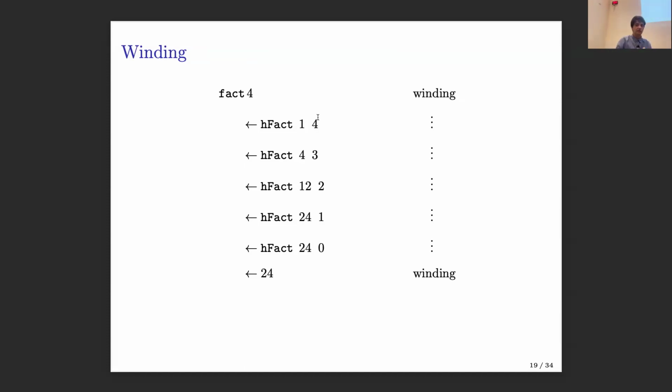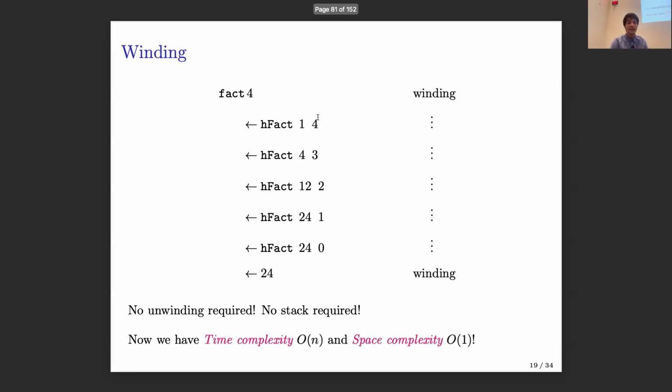H-fact is tail recursive, but we can say factorial is recursive, by going through helper factorial. But I don't want to get too down in the weeds, because morally what I want you to understand is that there's a technique for doing recursion so that you don't have to build a winding phase, which is the reason the memory gets wasted. So you can see here, no unwinding required, no stack required. The time complexity is still O of n, but the space complexity is back to O of 1, which is what we want.